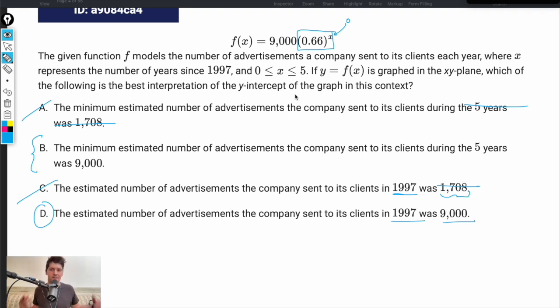In other words, the year after 1997, we're sending out 34% fewer advertisements, right? And then the year after that, we're sending out 34% less than that. I'm saying 34 because 66% is the remaining amount after you subtracted 34%, right?